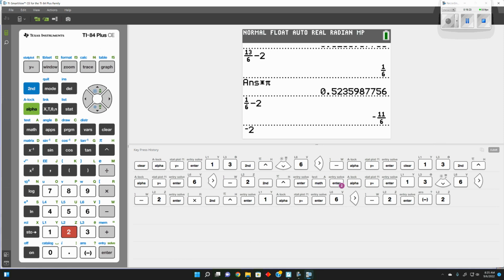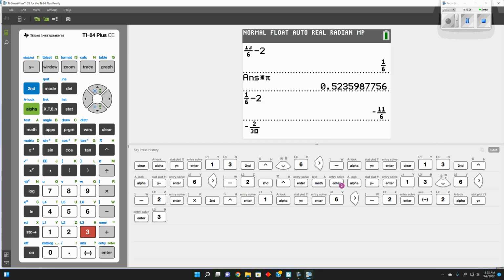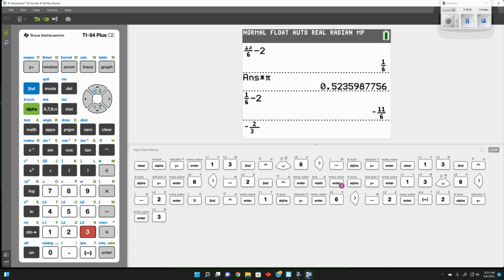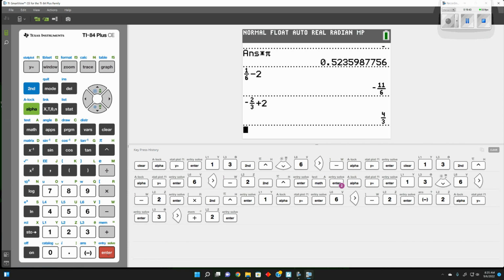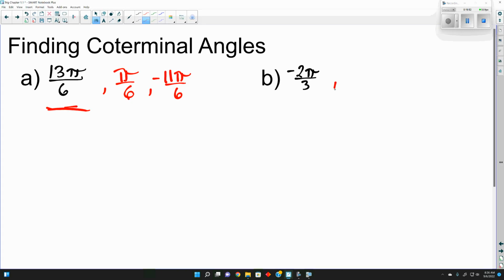So negative 2, alpha y equals enter. Because we're negative 2 pi over 3. And this time we're going to add 2 pi. Now again, we left the pi out for these here, the graphing calculator, because it's going to want to try to approximate it. But if we add these two together, we get 4/3, which would be 4 pi over 3. Any questions on any of this here? Questions on any of this so far?